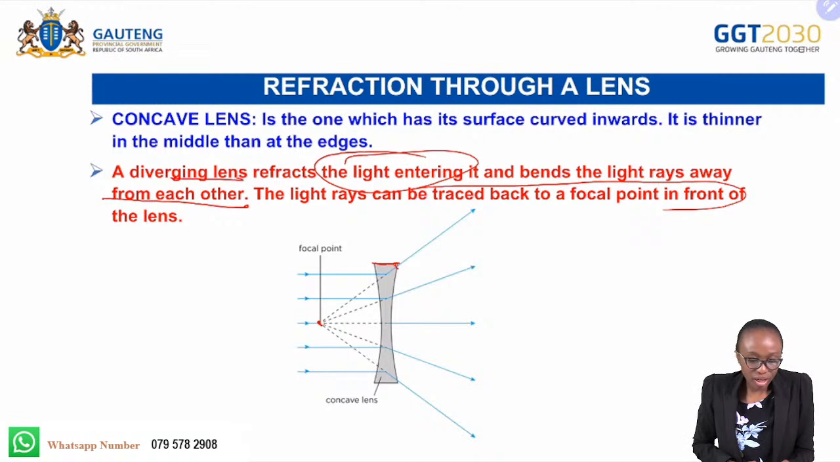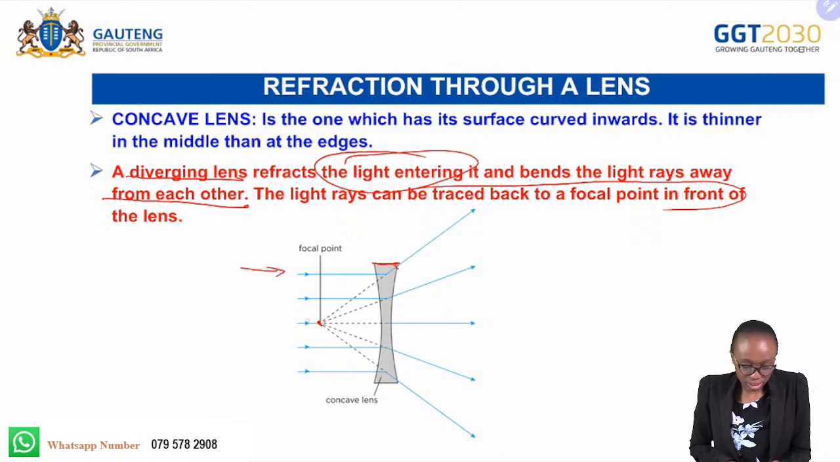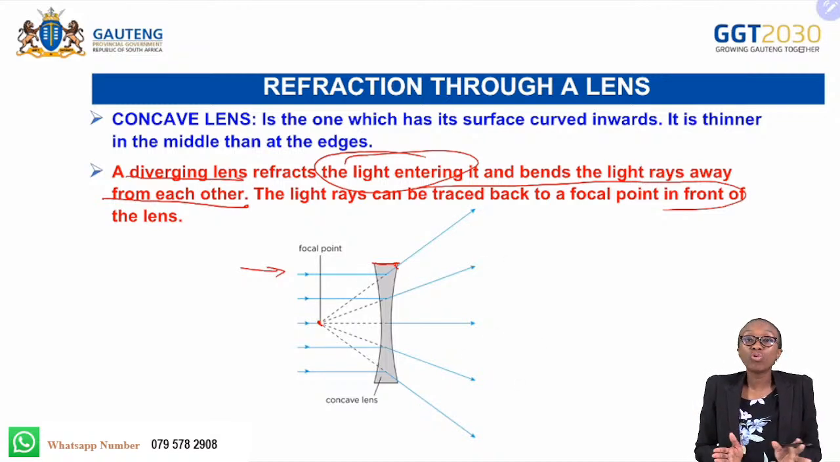So a diverging lens, remember we said diverge means move in different directions. A divergent lens refracts the light entering it and bends the light rays away from each other. So if the light rays are entering from this direction, they are going to be refracted like that. They diverge. They move away from each other. They scatter.